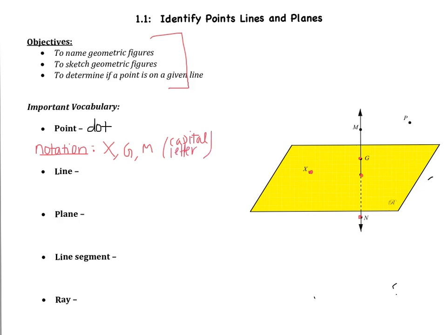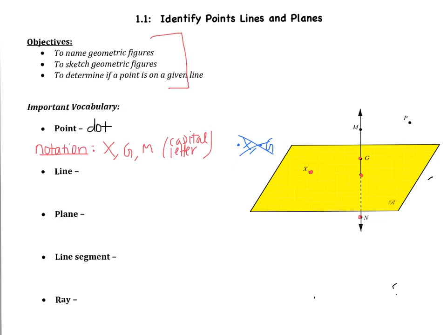Okay, some people are tempted to put a point in front. So, well, it's point X or it's point G. This is wrong. Don't do that. Don't put a point in front. It's understood in math that if you put a capital letter, you're talking about a point.